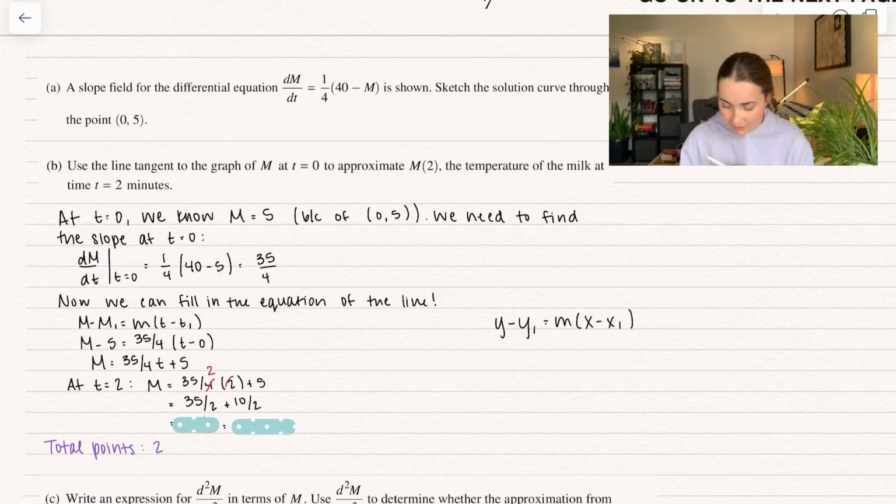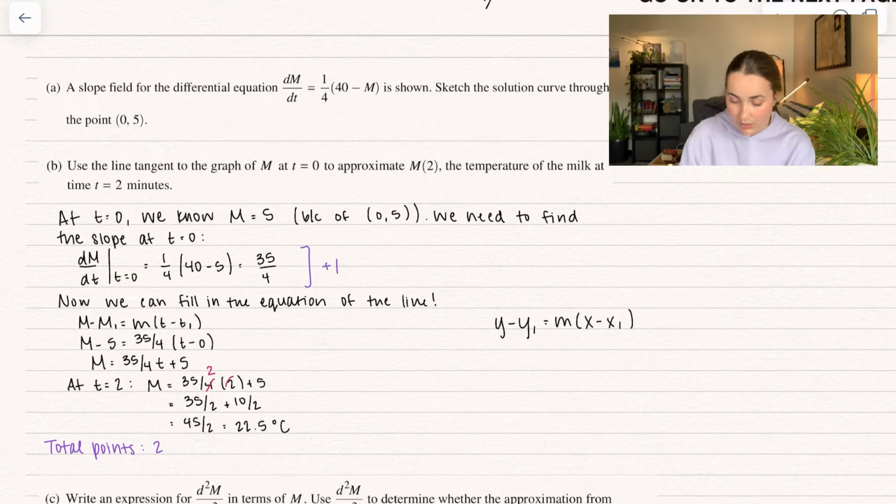So we get 35 divided by 2, and then I change 5 to be 10 over 2, so we can add those together. We get 45 divided by 2, which can be rewritten as 22.5 degrees Celsius. You can leave it as 45 divided by 2. That's totally fine. So there are 2 points awarded in the problem. The first one is going to be just plugging in and finding the actual slope.